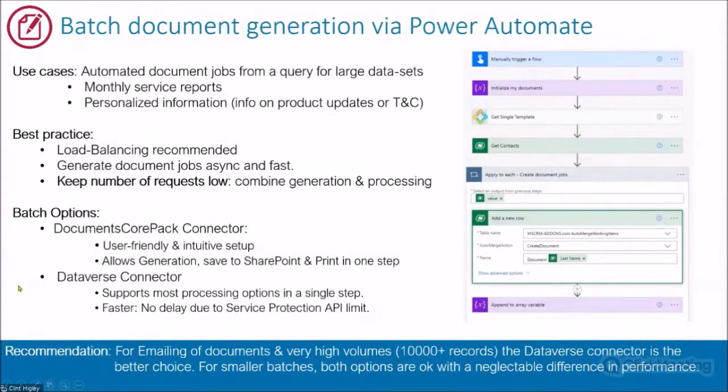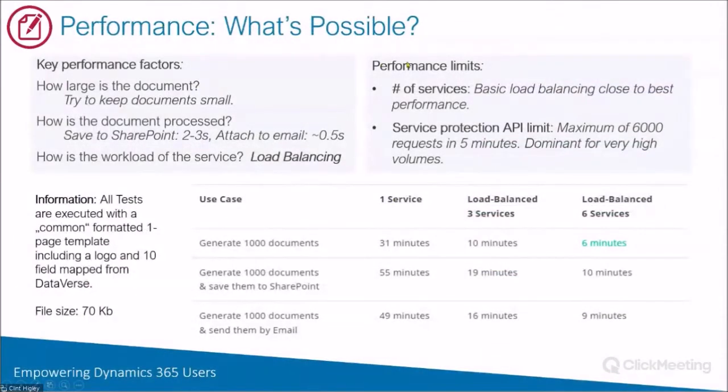So the recommendation, though, that we have for you is for emailing documents of very high volumes, say, 10,000 plus records, the Dataverse connector is the better choice. For smaller batches, say for 1,000 or so, whatever, both options are okay. There's not a lot of difference in performance there, but we found that over 10,000 records, definitely use the Dataverse connector. It's just a lot quicker.